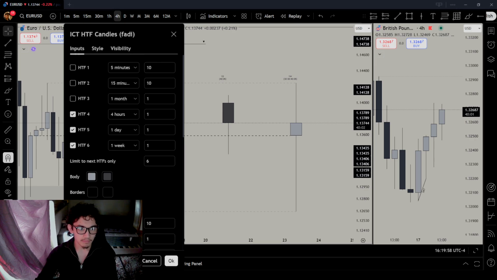So now let's get straight into the settings here. The name is ITT high different candle by 40. I do not do the 5-minute. I do not do the 15-minute. I do not do anything else. I only do the monthly, the 4-hour, the daily and the weekly.